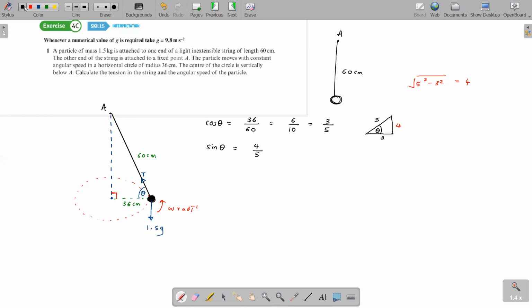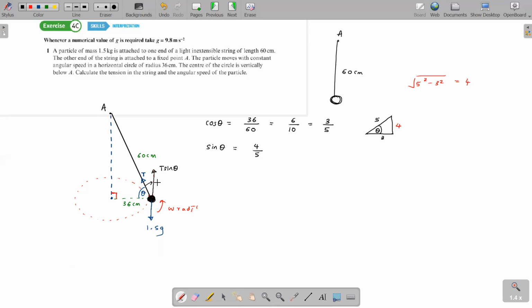So what are the concepts? We need to consider vertical equilibrium and F equals ma towards the center of the circular motion. So what's the vertical equilibrium here? Vertically we have downwards 1.5 G. What's the other force that's acting upwards? Basically, it's the component of tension. Can you see that the component of tension acting upwards is T sine theta?